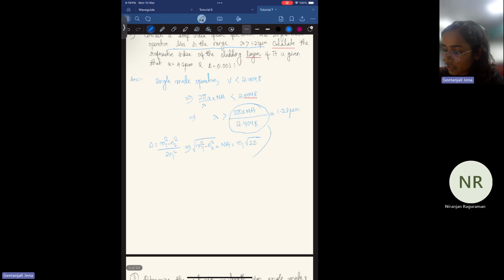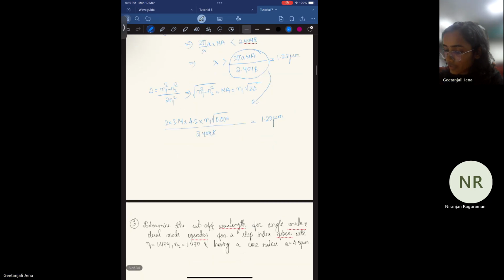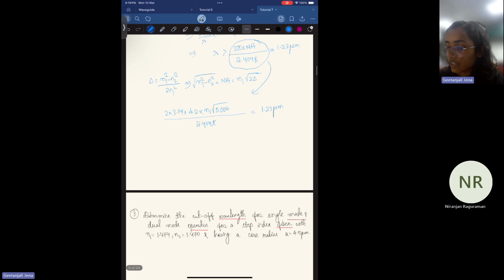So let us calculate first. 2 pi A, which is given as 4.2 micrometer, and the numerical aperture is N1 square root 2 delta. Delta is given as 0.003. That means 2 delta will be 0.006, over 2.4048, which is equal to 1.23 micrometer. If you solve it, you can get the value of N1 first.